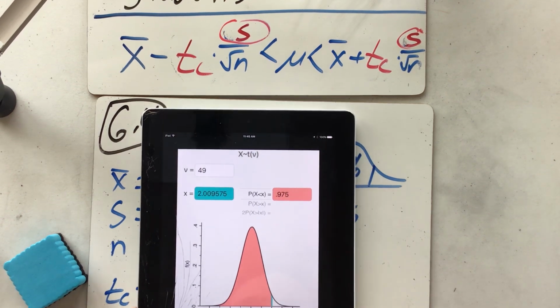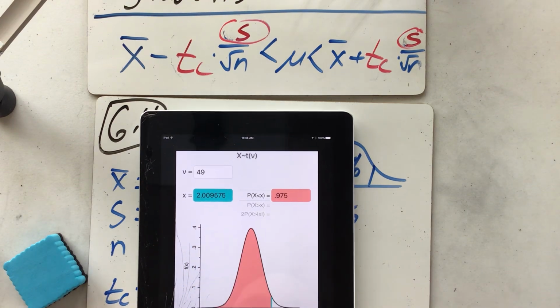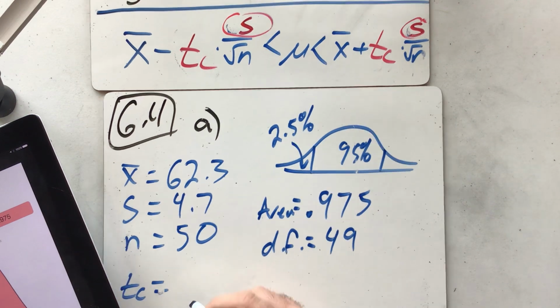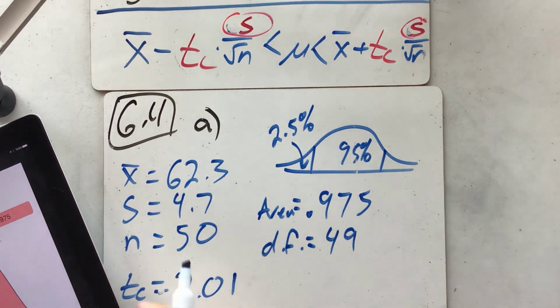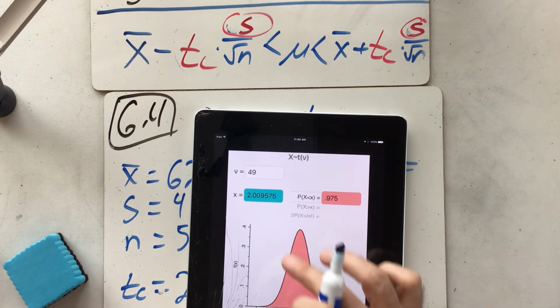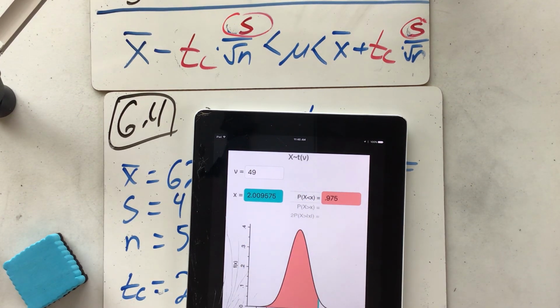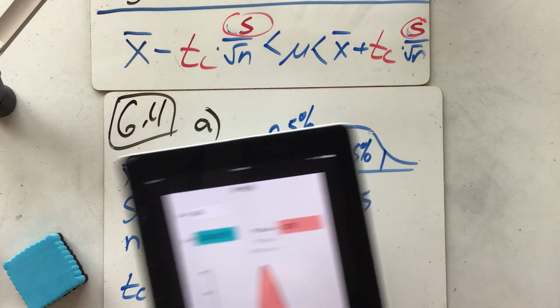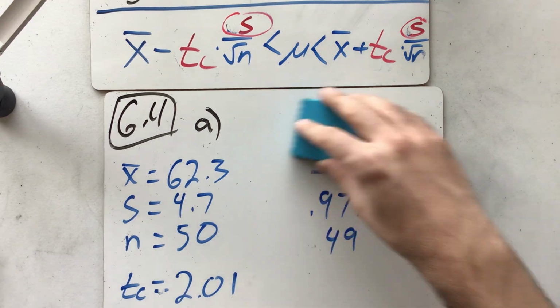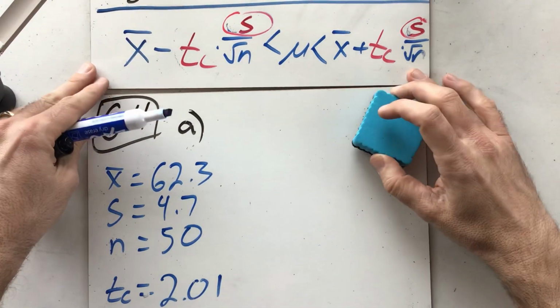And what you can see is the number we've got is 2.009. So let's write 2.01. So see how we've got our 97.5%. So that means for 95%, 2.01 was the answer. Okay. All right. So we've got all those things out. Now we're ready to start putting it into our formula.